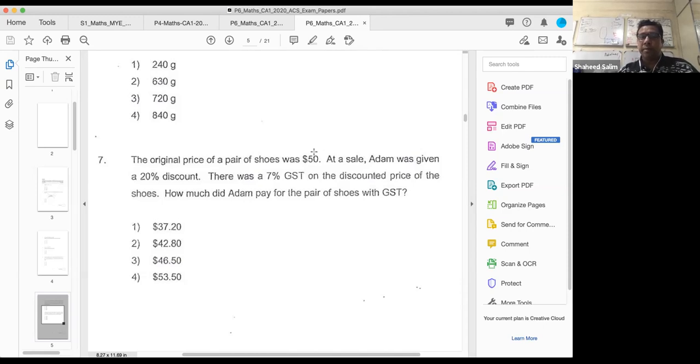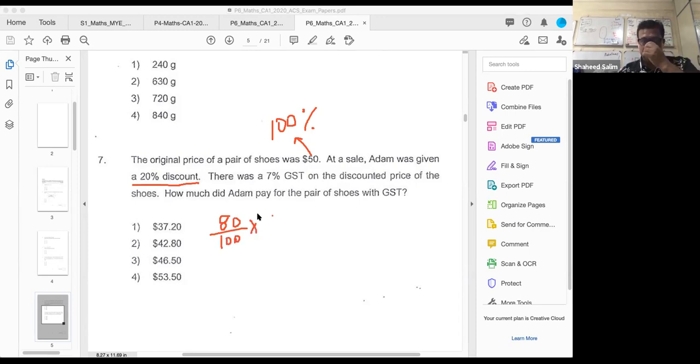Now, 100%, this is 100%. Okay, we got to understand clearly. 100% is the original price. So you got a 20% discount. So you have to pay how much? You have to pay only 80%. So you can put 80%, 80 over 100. If you want to write it this way, you can find how much is to be paid times $50.